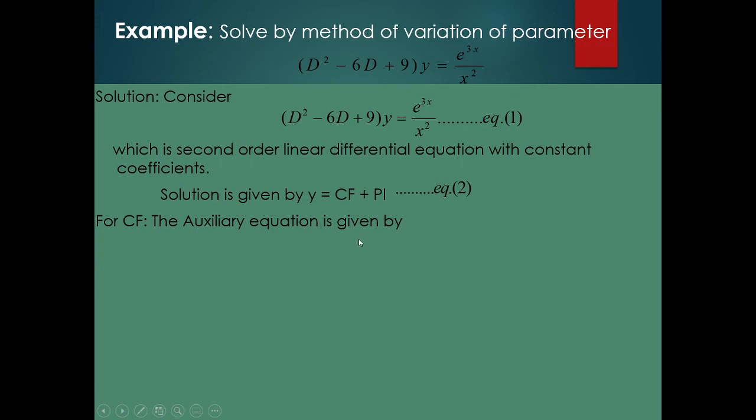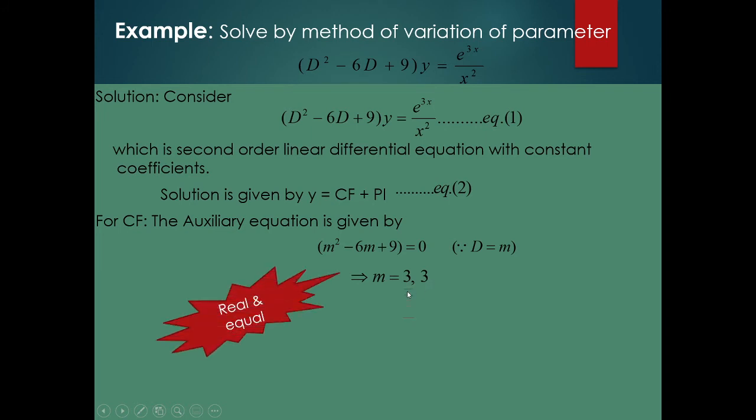We write down the auxiliary equation by substituting D equal to m. Therefore, m square minus 6m plus 9 equal to 0. Now we solve this equation and find the roots, total 2 roots, m equal to 3, 3. The roots are real and equal. Therefore, we apply case number 2 and write down the CF value (C1 plus xC2) into e to the power 3x.